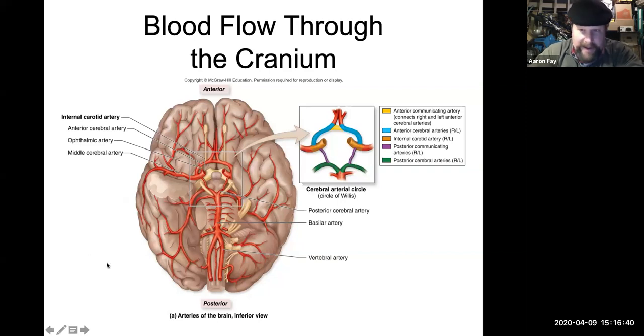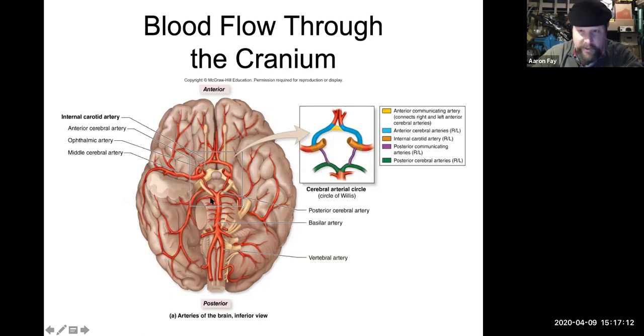So let me back up and tie these two structures together. The two vertebral arteries are going to anastomose to form the basilar artery. The basilar artery then splits to form two posterior cerebral arteries. So here's our posterior cerebral artery, here's our middle cerebral artery, and here's our anterior cerebral artery. So we have two vertebrals joined to form the basilar. The basilar splits to form the two posterior cerebral arteries.